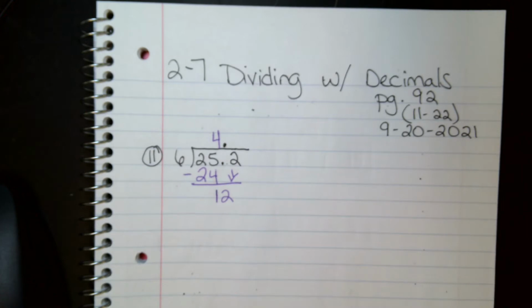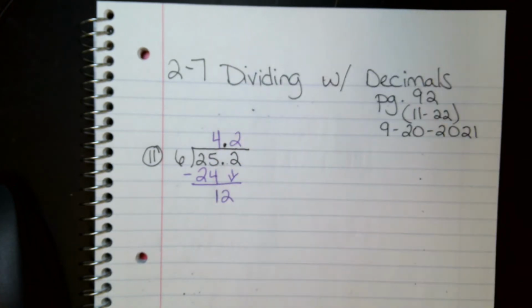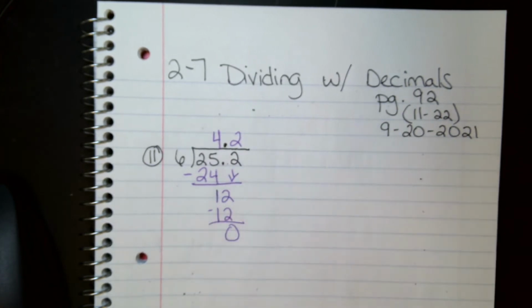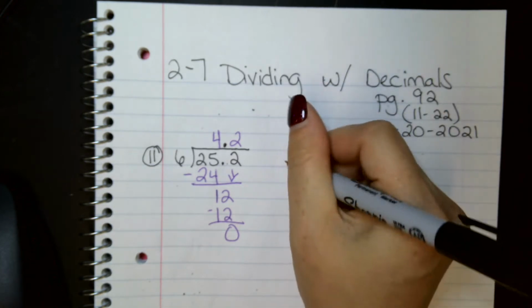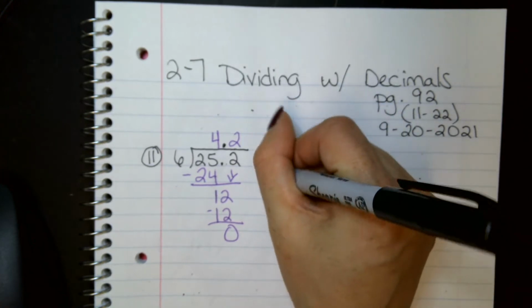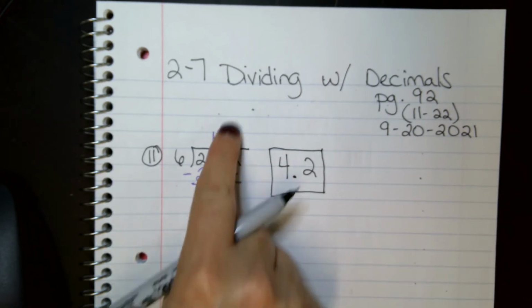6 goes into 12 how many times? 2. Now we're going to do our 2 times 6 is 12. Subtract it. Do I have anything else to bring down? If I do not, then that is my answer. So essentially, when you're dividing with a decimal in the dividend, you just shoot it up.